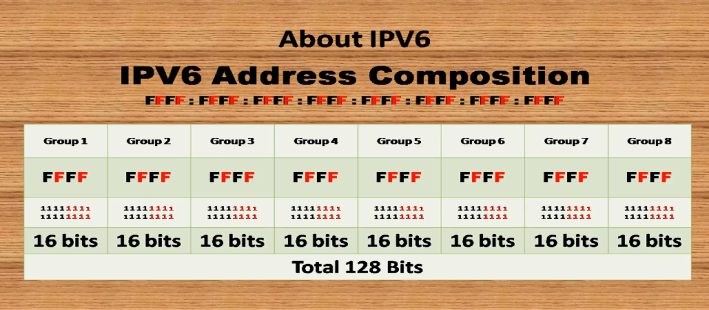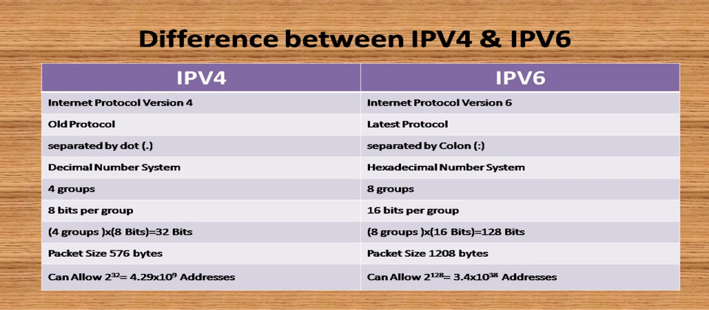So IPv6 takes total 128 bits. This is the simple composition. At the end, we can conclude these two internet protocols, that is IPv4 and IPv6, in the table shown in your screen. So difference between IPv4 and IPv6 in one screen.